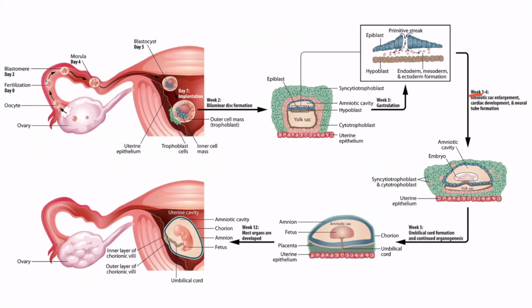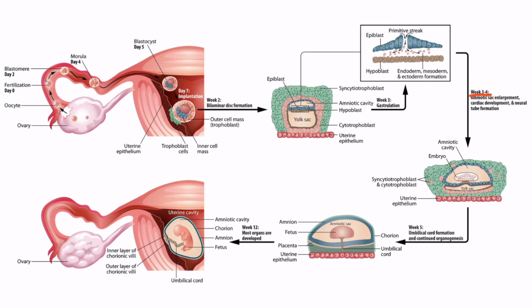Around week 3 to 4, the amniotic sac enlarges, the heart begins to develop, and the neural tube forms, which is the embryonic precursor to the brain and spinal cord, and also the limbs begin to form little buds. If we look at the image, we can see that the epiblast has become the developing embryo, and we can see 3 distinct layers here, although they're not labeled.